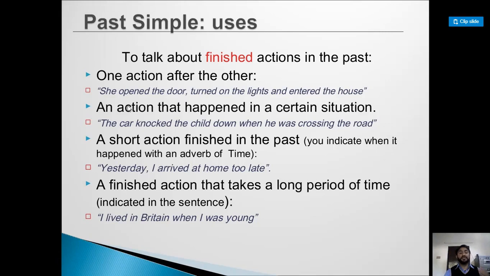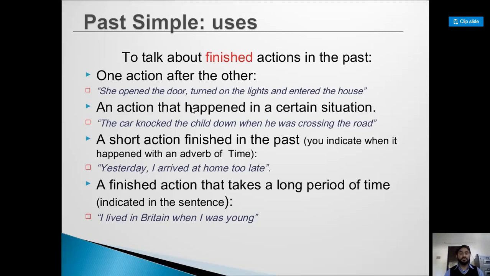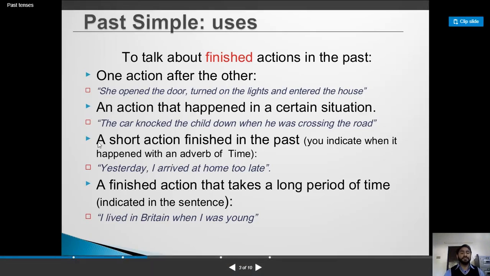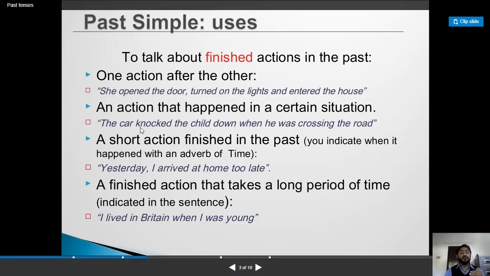The second use of past simple tense is for an action that happened in a certain situation. In order to express this sort of action, we use past simple tense. Here you can say the car knocked the child down when he was crossing the road. An action that happened in a certain situation.